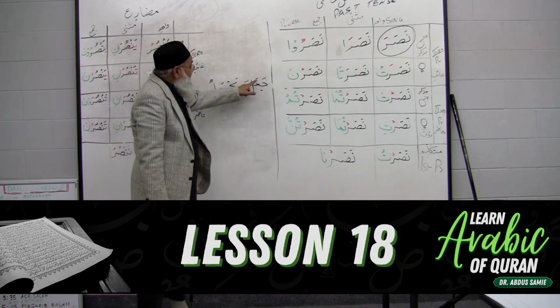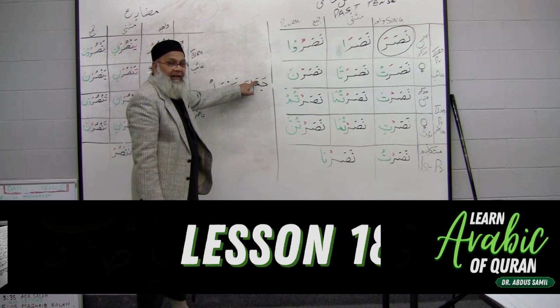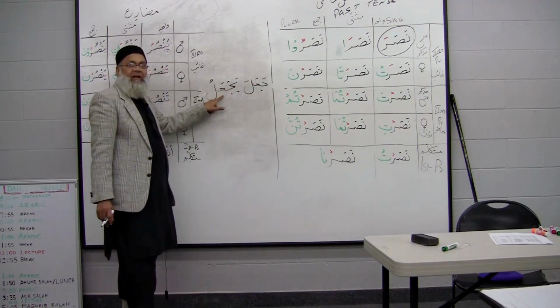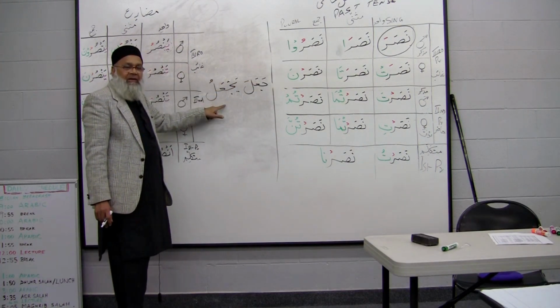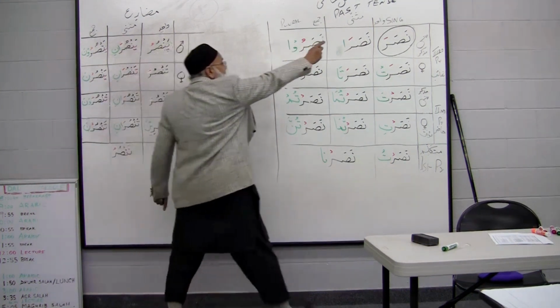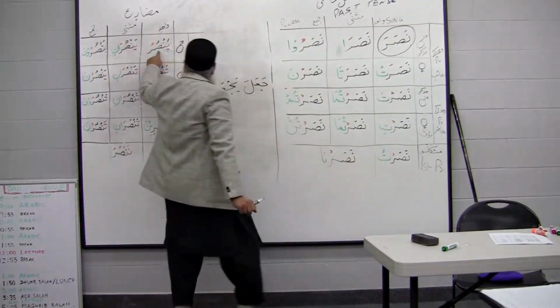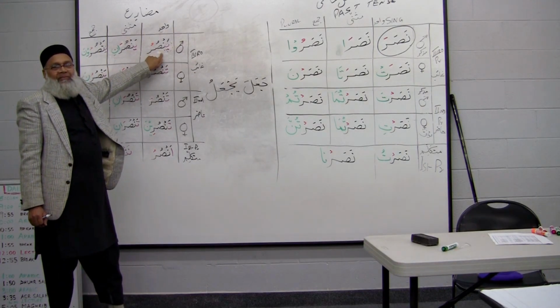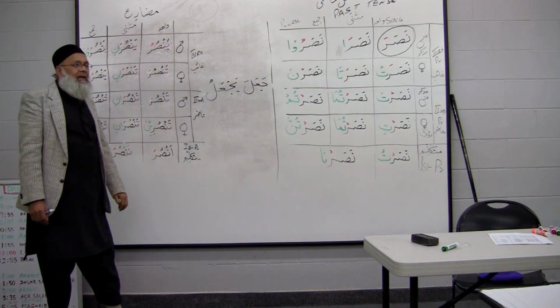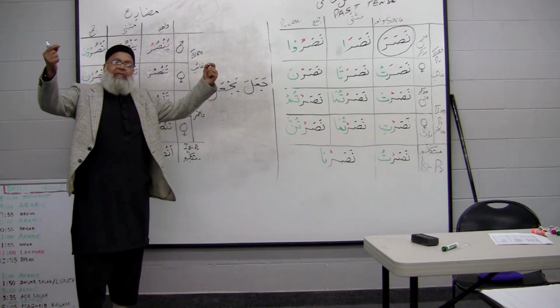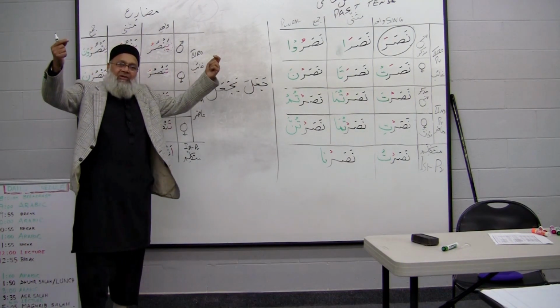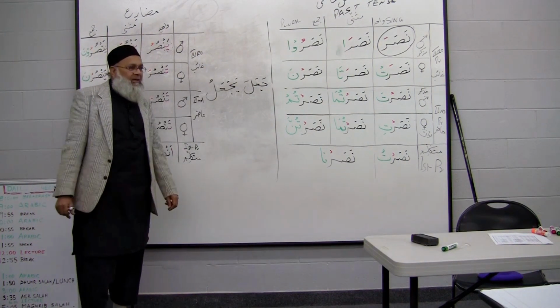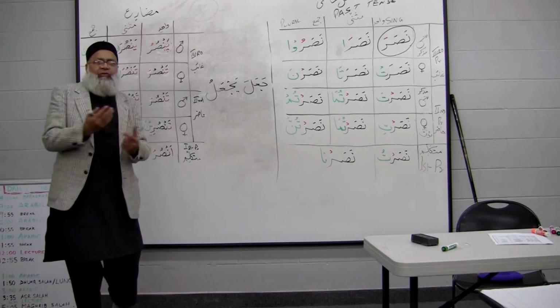Here the Madi has the middle letter with fatha, and so has the Madare, fatha on the middle letter. But here there was a change. It was fatha in the Madi and it was dhamma in Madare. There is no rule. It is the prerogative of the Arabs. They are the masters of the language, kings of the language. What they did, we have to follow.